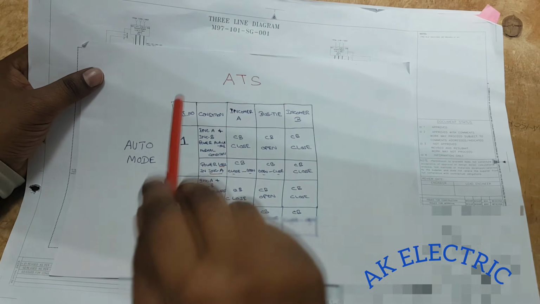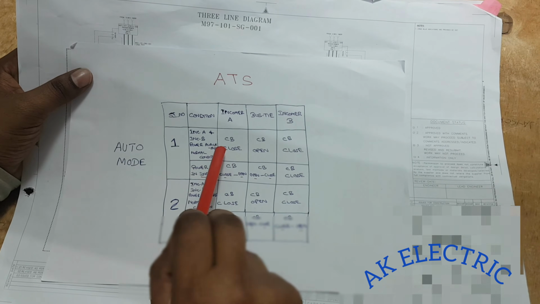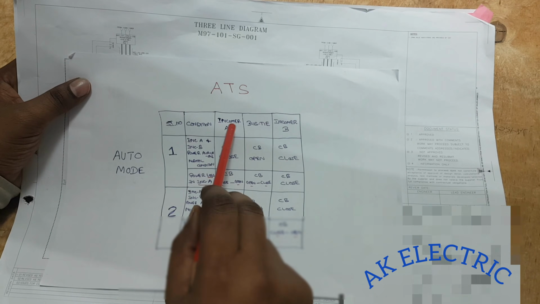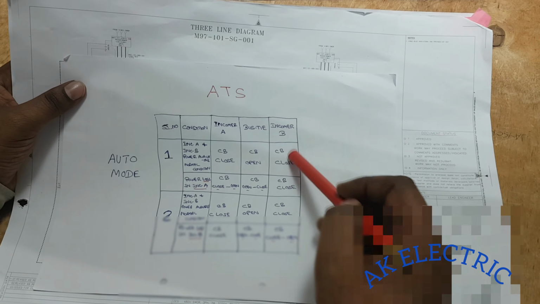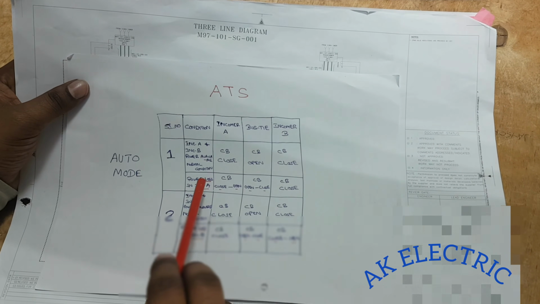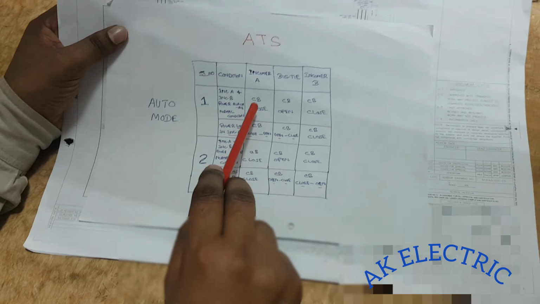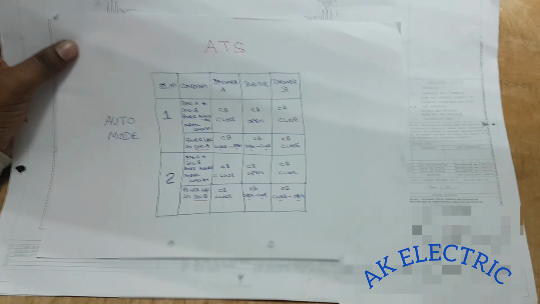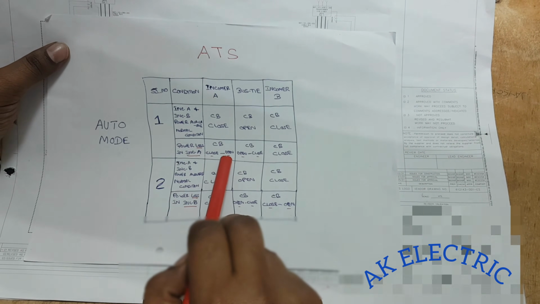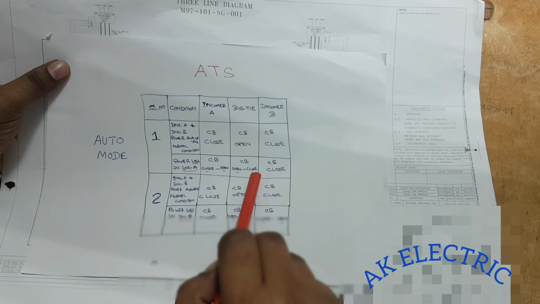Now here you can see I have elaborated and explained very clearly. Suppose it is normal condition, that is incomer A and incomer B power available. That time incomer A CB closed, incomer B CB also closed. Okay, that time tie breaker will remain open. If power loss in incomer A, incomer A CB will be tripped. So incomer A CB goes from close to open. That time bus tie will automatically close, from open to close.